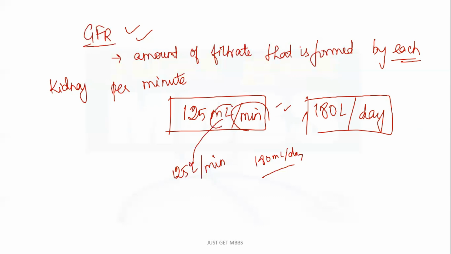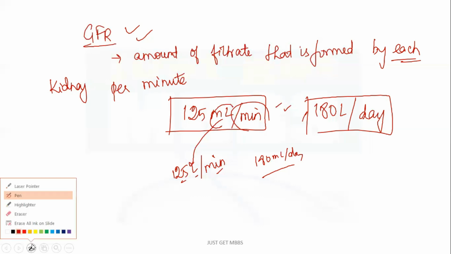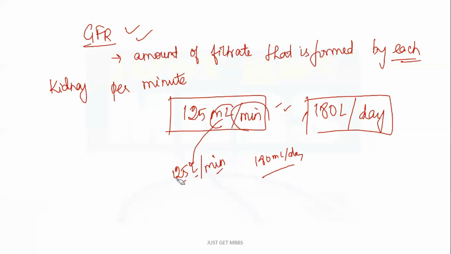The answer will be 125 ml per minute. But in the option, you would have been given 125 liters per minute. Seeing 125, we would get excited and mark that. So please do not make such mistakes. Be patient, be calm, try to see the options, try to see the units, and then mark. So it is 125 ml per minute or 180 liters per day. Regulation we will see in a separate video.